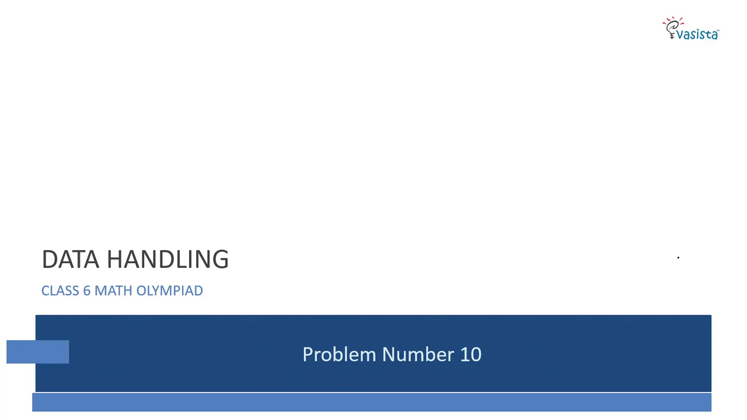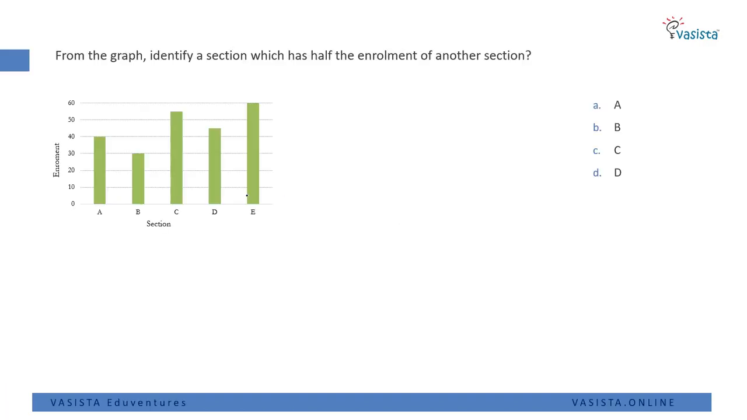So let me go with problem number 10. Right here, from the graph, identify a section which has half the enrollment of another section. Right. So we are supposed to find out A. So it is 40, right? B is 30. So C is 55, right? D is 45. E is 60.